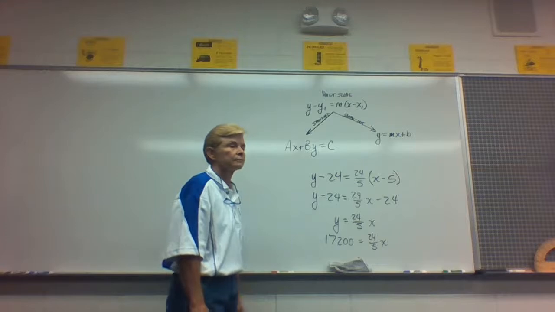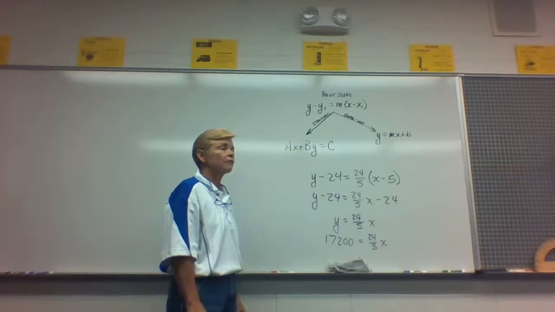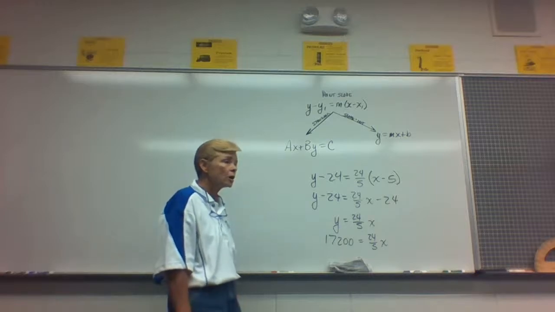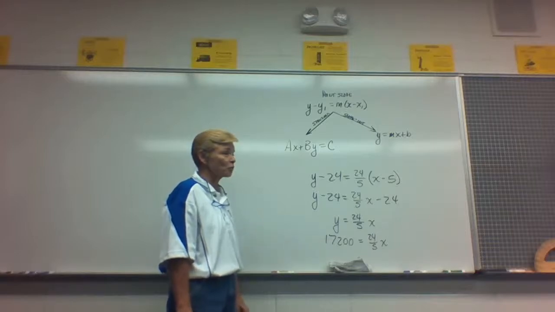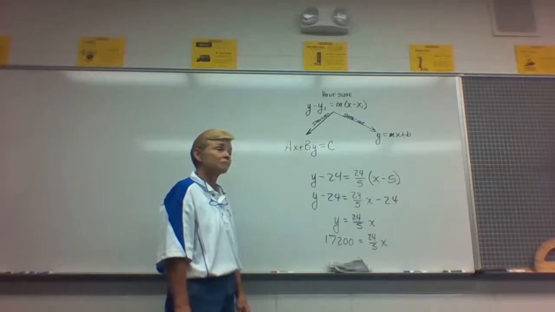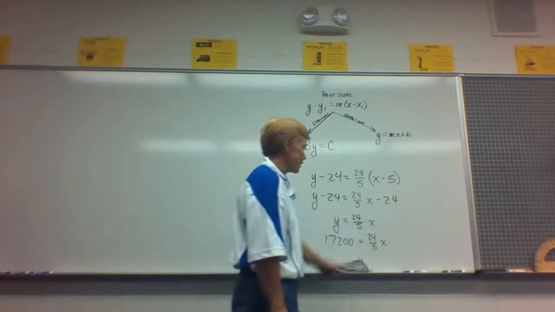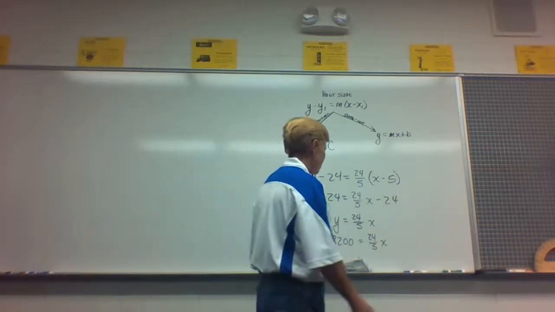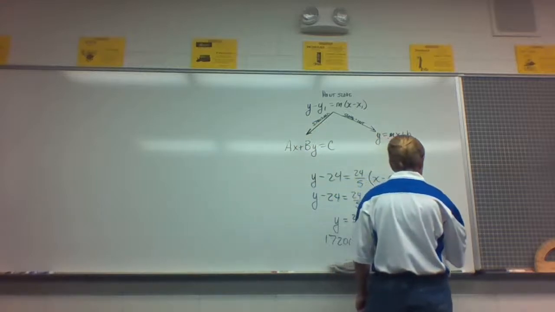You divide by 24/5, or multiply by 5/24, or divide by 4.8. It's easier to punch your calculator if you use 4.8, right? That's another reason why the decimal's nice. So take 17,200 divided by 4.8. What do you get? 3,583.